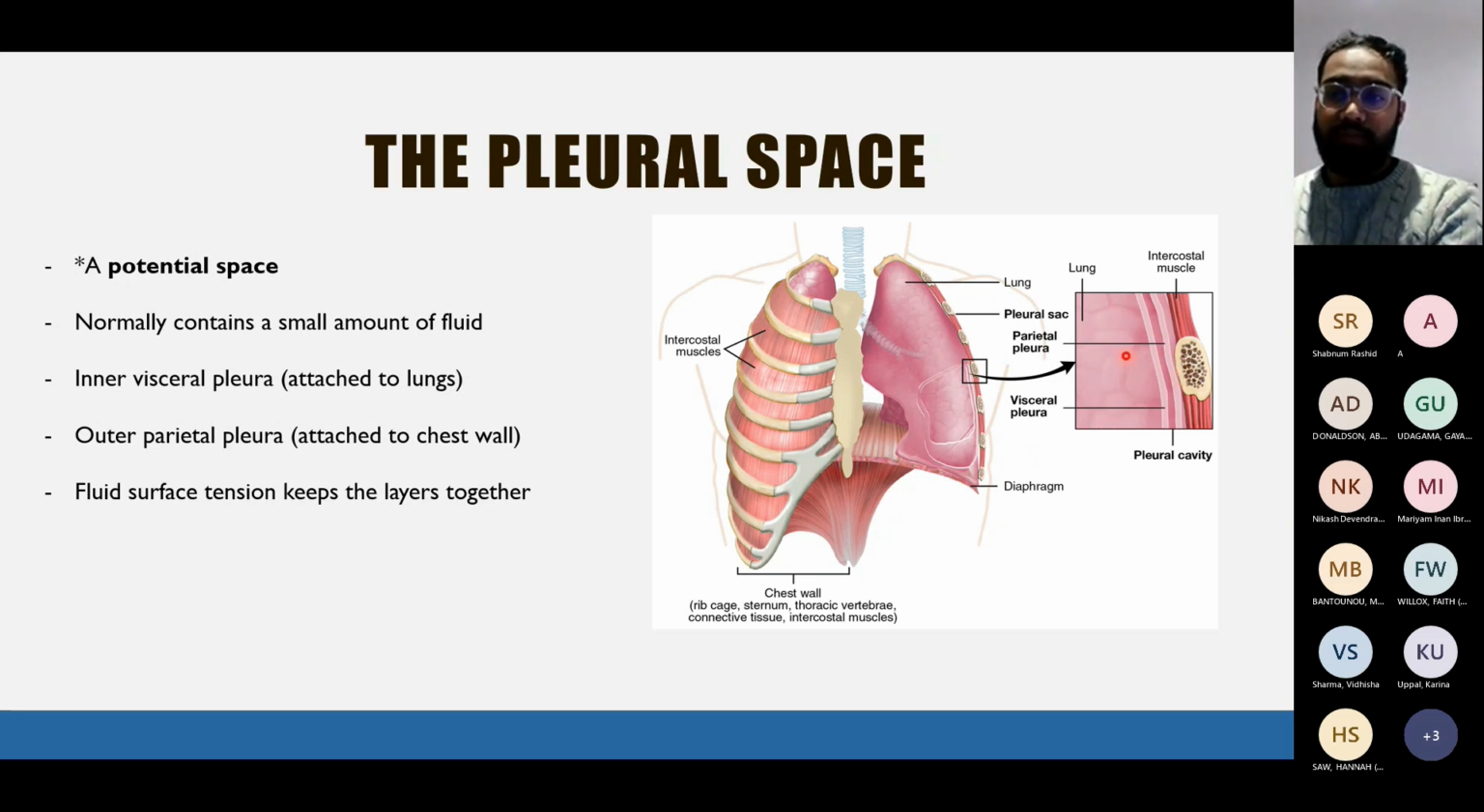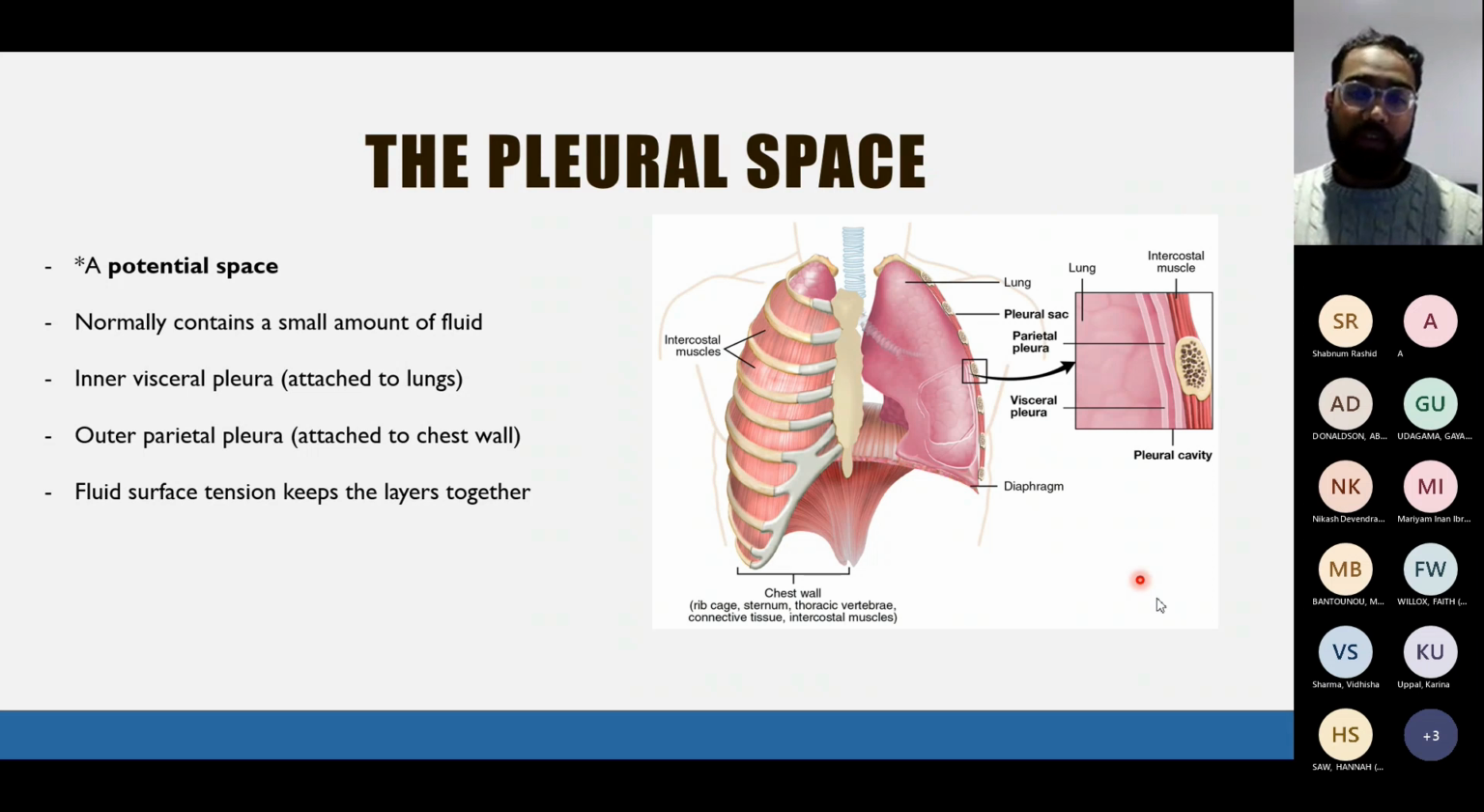The surface tension from that little bit of pleural fluid is what helps these stick together. Now, when you breathe in, the muscles tug on the parietal pleura, which tugs on the fluid, which tugs on the visceral pleura, which tugs on the lungs. This system is what enables your muscles to pull the lungs open to reduce the pressure inside and draw air in.